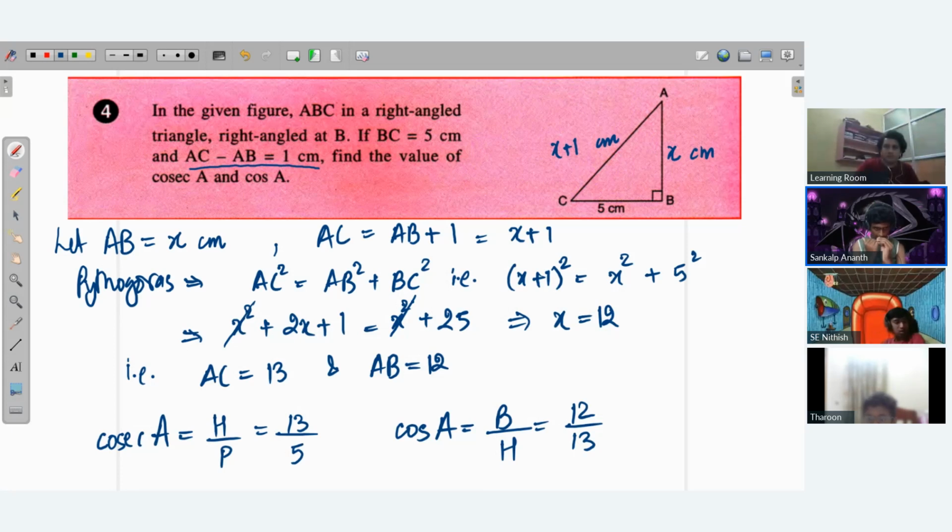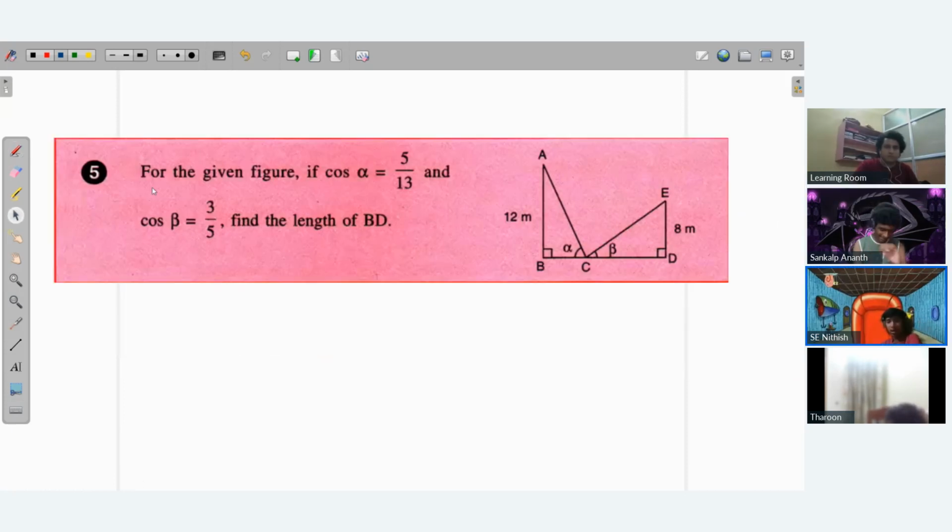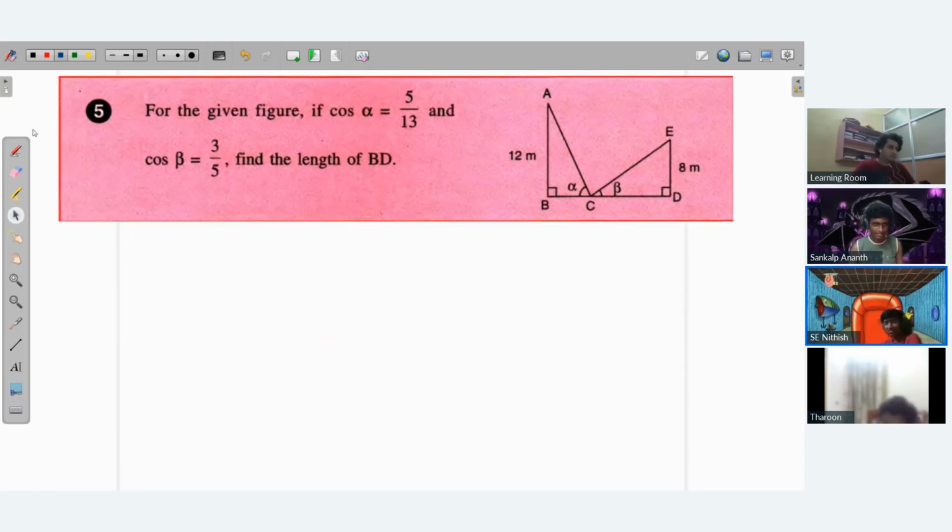What is it? Try this question. Oh my god. Sir, is that a gamma? It is alpha and beta. Alpha. Okay. Cos alpha. Cos means base by hypotenuse. What is the base?